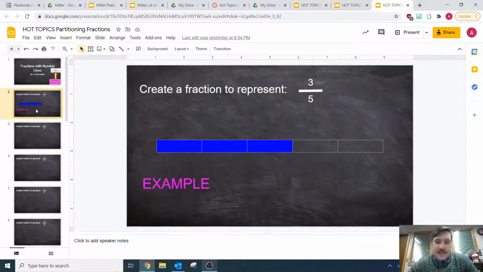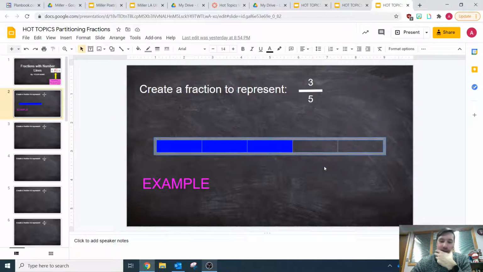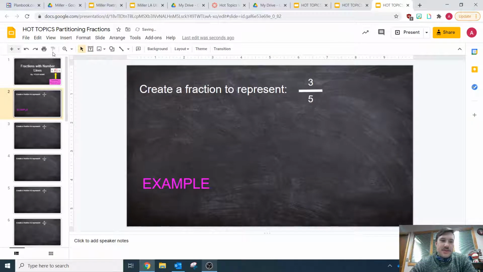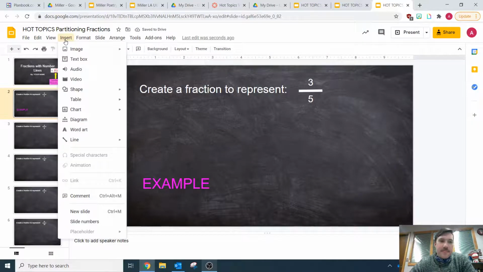So this is going to be starting out, going to take just a little bit of practice. So here it says create a fraction to represent 3/5. So I'm going to go ahead and do that again. In order to create a fraction, you're going to go up to Insert, and when you go up to Insert, there is a table option.